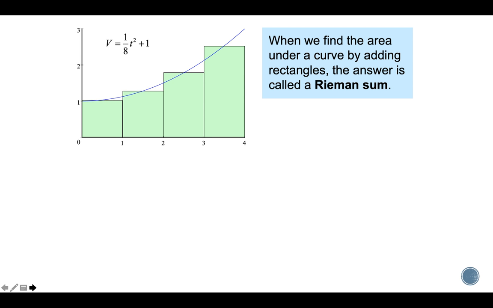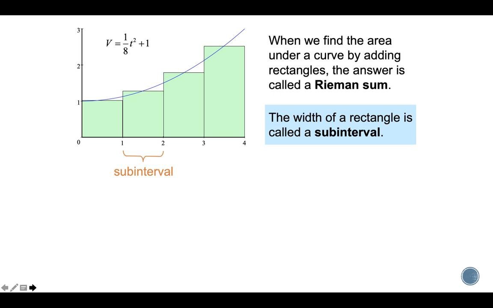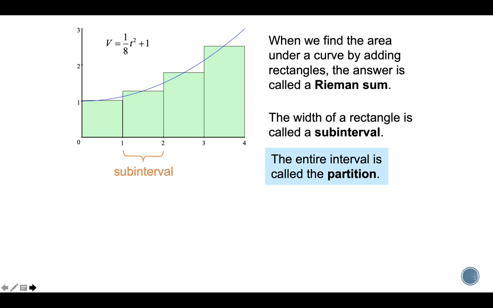When finding the area under a curve by adding the rectangles, the answer is called a Riemann sum. We did that last time. The width of the rectangle is called a subinterval. So what is a subinterval? We're talking about the width of a rectangle. The entire interval is called the partition.